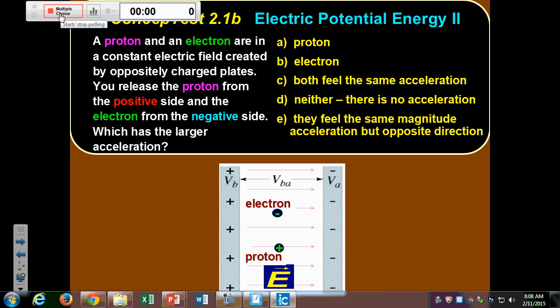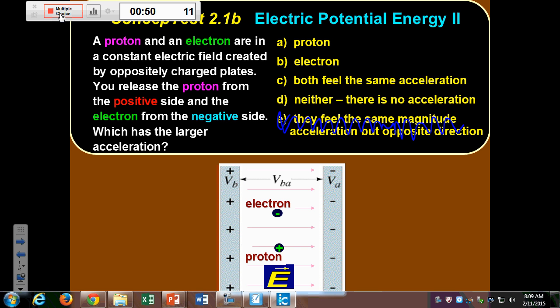Okay, same question, same scenario. Which one has the larger acceleration, the proton or the electron? Are they at the same? There is no acceleration, the same magnitude, but opposite direction. For the answer A and B, also the magnitude of the acceleration. Actually, let's just get rid of the answer E. So let's say E is not an option. Does that make it simpler?